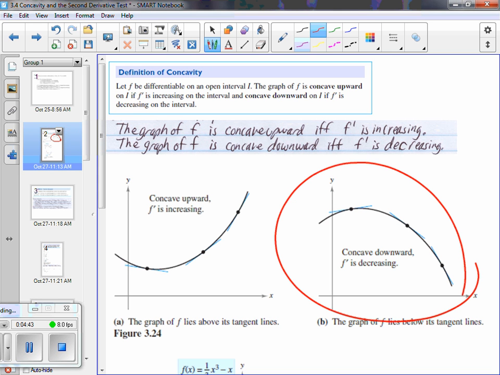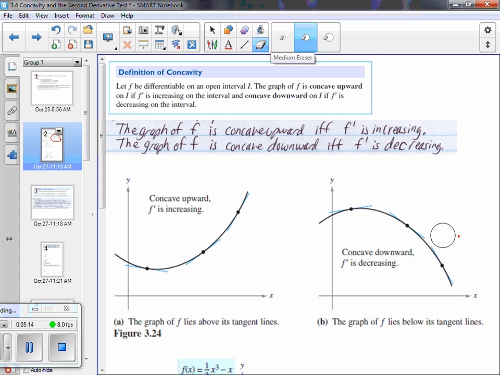Now, you're going to have to memorize it, because if you have to figure it out every single time you're faced with this, you're going to make these problems really long, and eventually you're going to make a mistake. So it has to make sense. And then once it makes sense, just remember the relationship. Concave up, derivative increasing. Concave down, derivative decreasing.